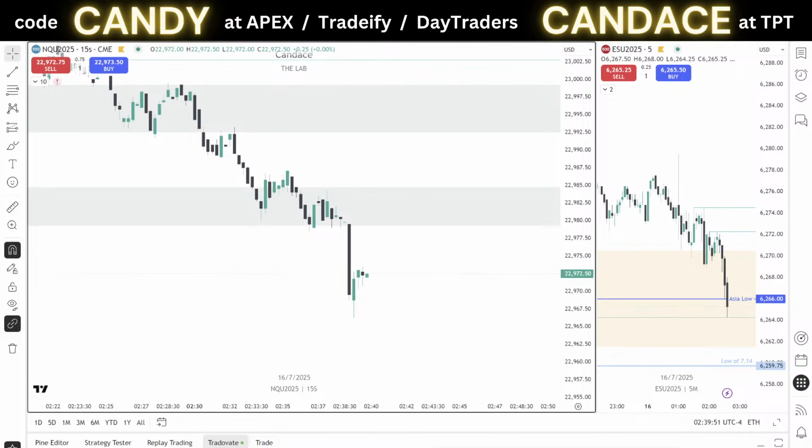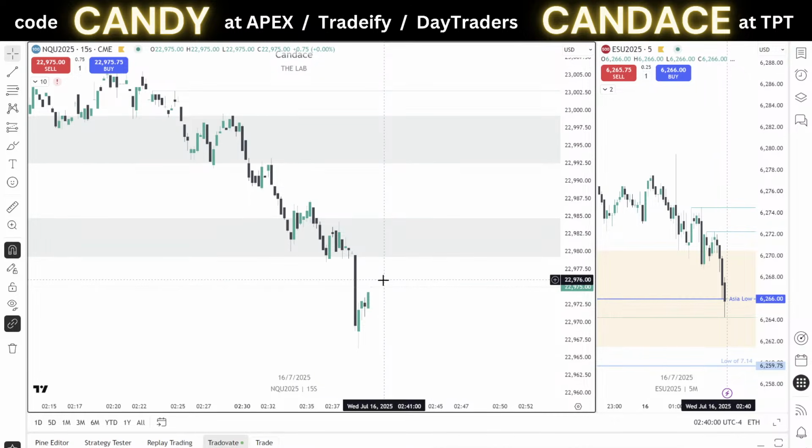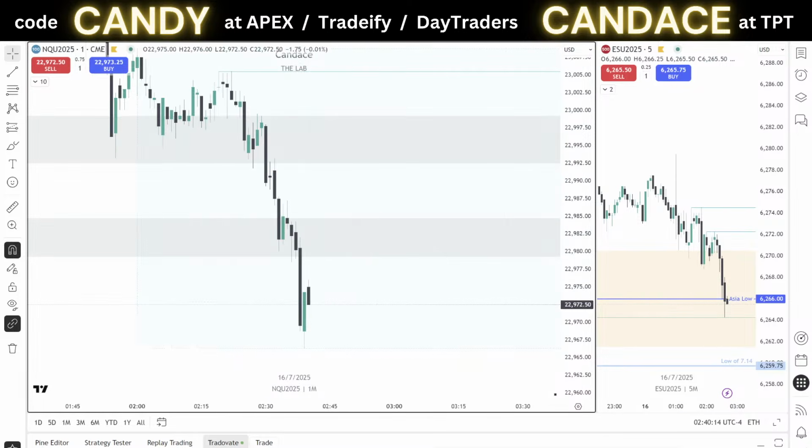So I'm going to see if price goes above this. I will try with a calculated risk. Okay, so we got 1 minute. If price keeps going down, then it's not valid, obviously. But I'll keep an eye on that.